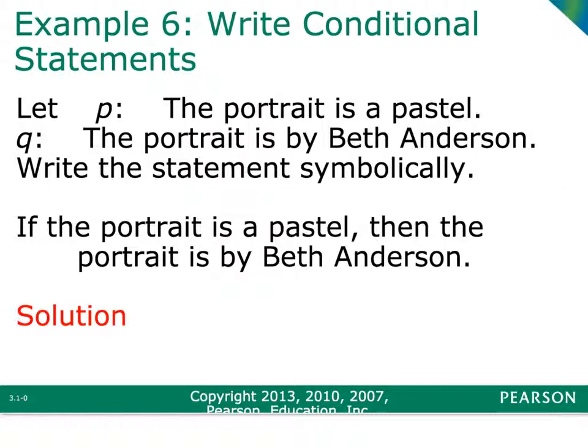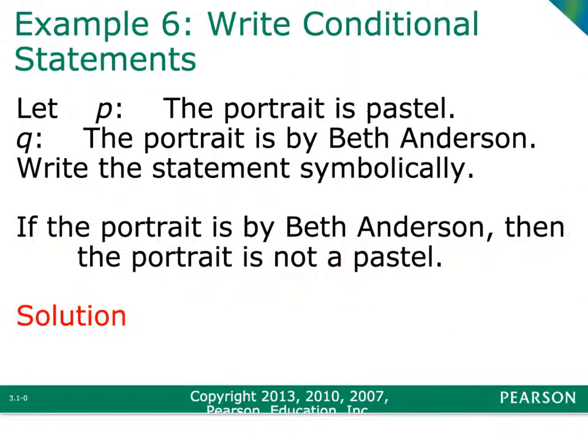Okay, so for example, P is the portrait is a pastel, Q is the portrait is by Beth Anderson. They want you to write, if the portrait is a pastel, so that would be if P, then the portrait is by Beth Anderson. If P, then Q. If the portrait is by Beth Anderson, if Q, then the portrait is not a pastel, not P. If Q, then not P.